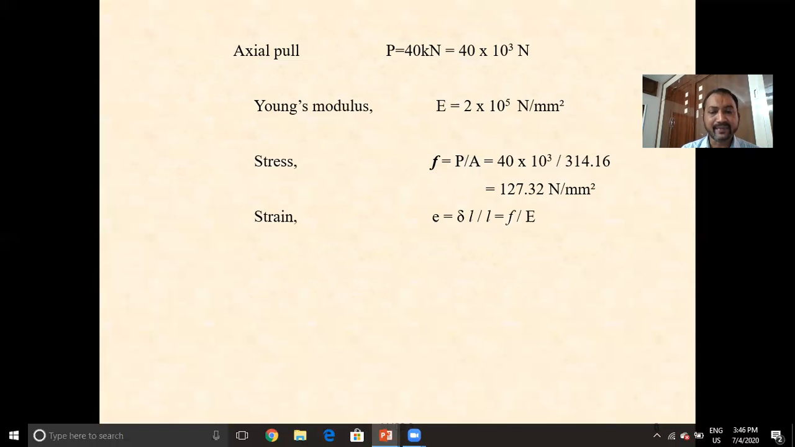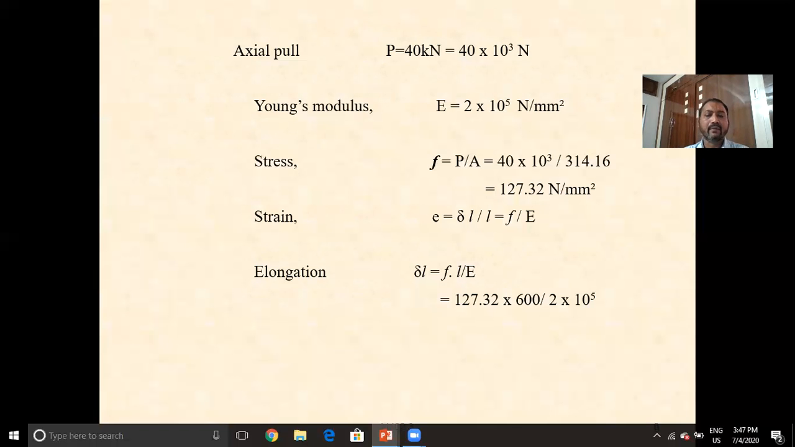And we know the equation. Strain is equal to delta L by L. That is also equal to stress by modulus of elasticity. So delta L is equal to F into L by E. So here the elongation can be found by using this equation. Delta L is equal to stress into length by Young's modulus.